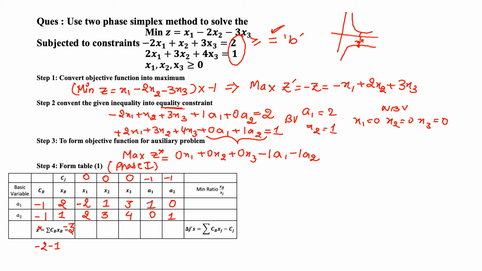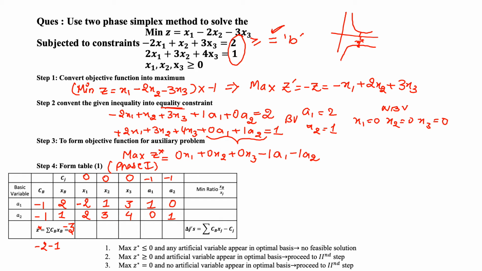Now we are going to calculate our delta j's. First we will see the optimality condition. The optimality condition says that if my maximum function value, the z star value, is less than or equal to 0, then it is a non-feasible solution. And if it is greater than or equal to 0, then we proceed to the second step. But here it is less than 0, so it's a non-feasible solution, and we will make a new table. For the new table we need an incoming variable, an outgoing variable and a pivot element.